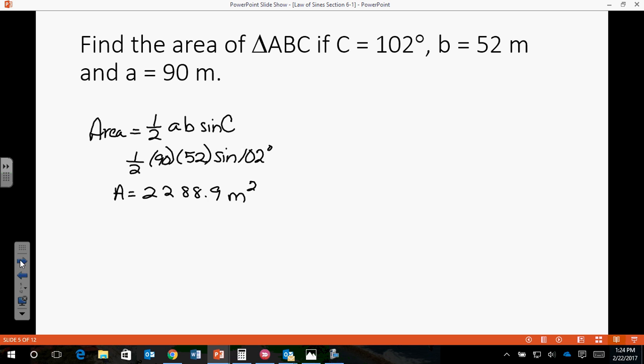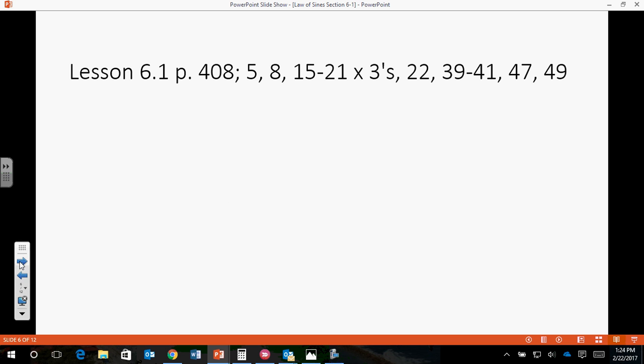Okay, so today we're working part of 6-1, page 408, 5 and 8, and then skip count by threes, 15 through 21 by threes, 22, 39 to 41, 47, and 49.